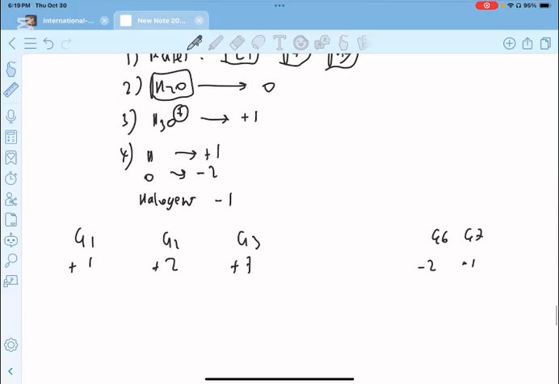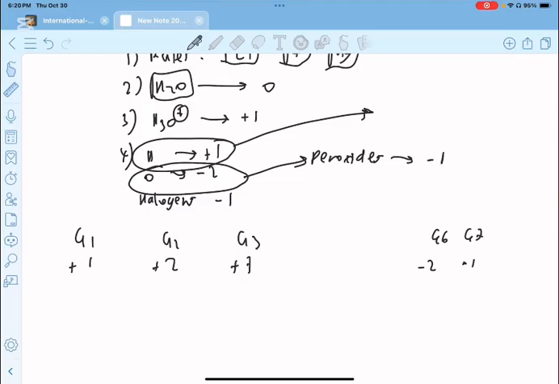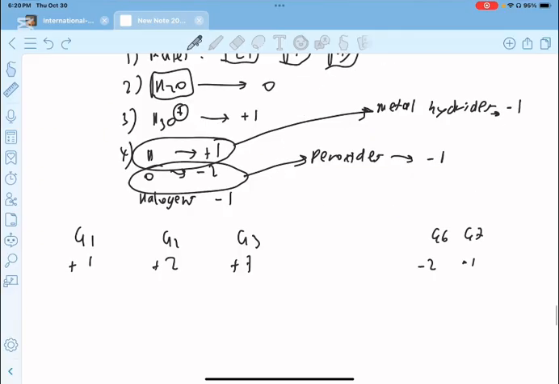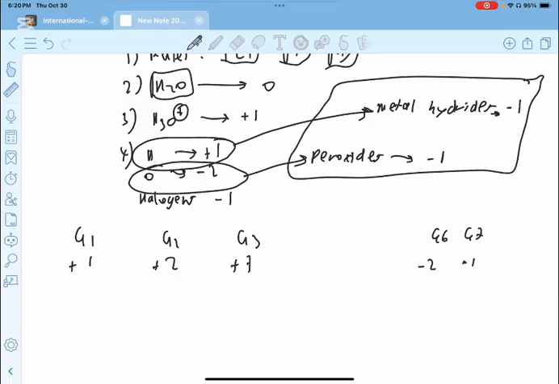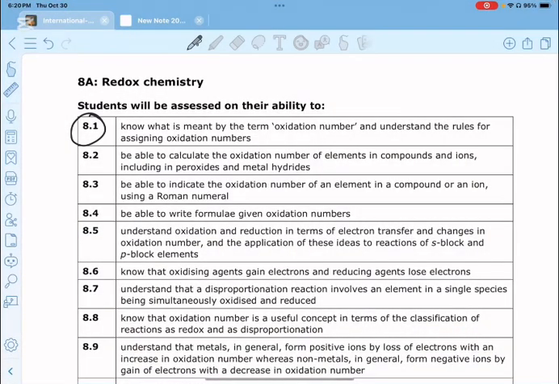Now, there are a few exceptions. We talked about oxygen having -2. This is not everywhere. In peroxides, oxygen will have an oxidation number of -1. Hydrogen has an oxidation number of +1 always, but there is an exception again. In metal hydrides, it will have an oxidation number of -1. So these two are the exceptions, but everything else remains the same basically. So those are the rules of the oxidation numbers.